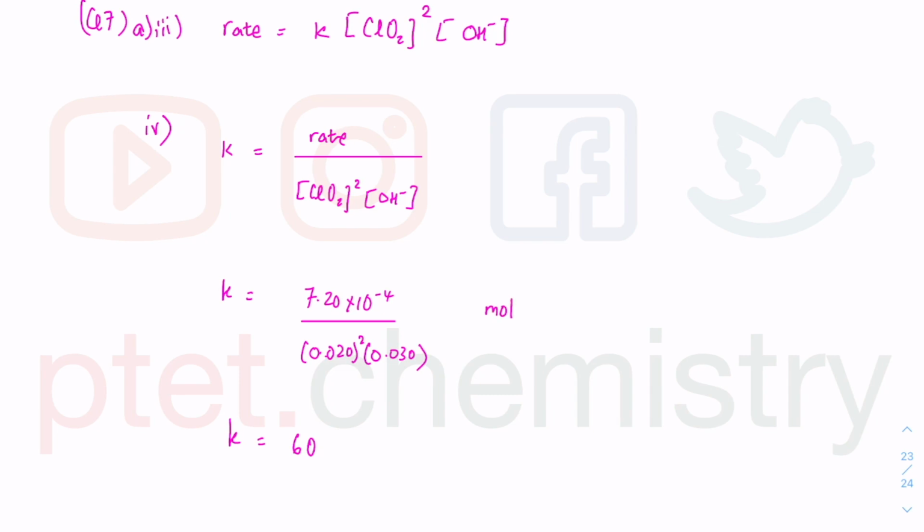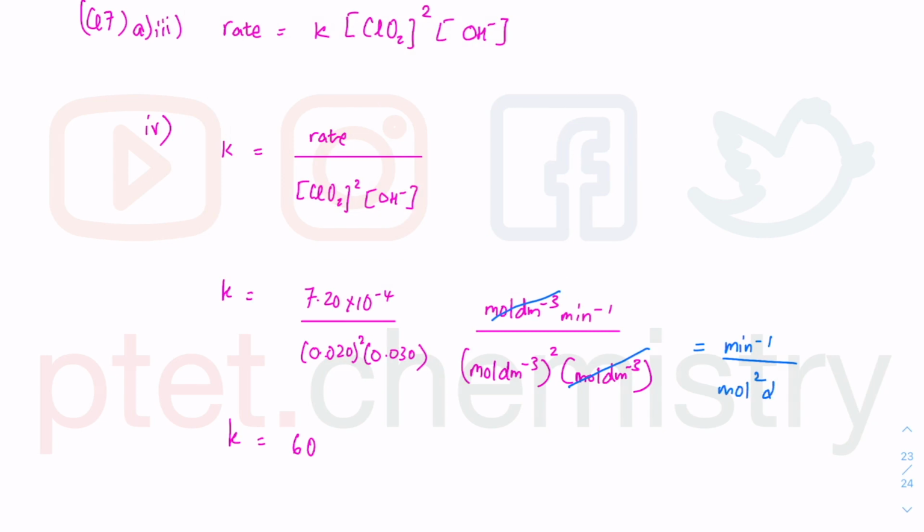Your rate has a unit of mole per dm cube per minute, in the table given for free. Your concentration has mole per dm cube squared, and then you have another mole per dm cube from the OH minus concentration. Hopefully you can see the mole per dm cube and mole per dm cube cancel out, and you get minute minus 1 over mole squared dm minus 6. And of course, that is not how you leave your final answer. You've got to express it in the simplified form, all in one line. So this looks better now. Mole minus 2 dm plus 6 minute minus 1.